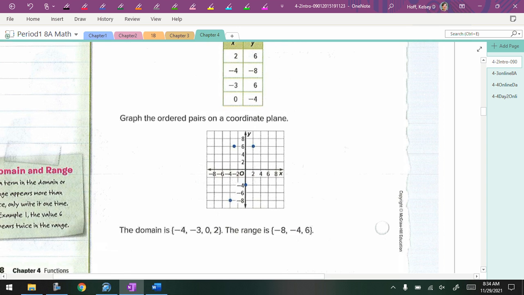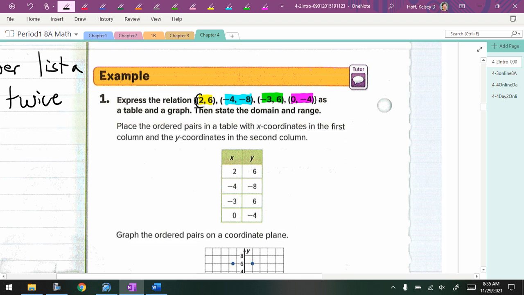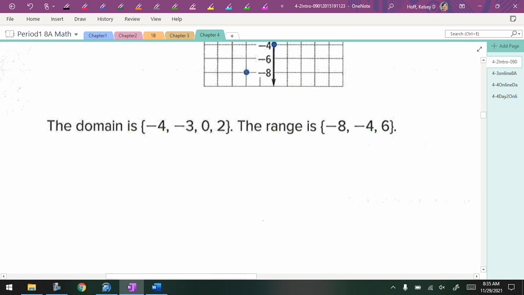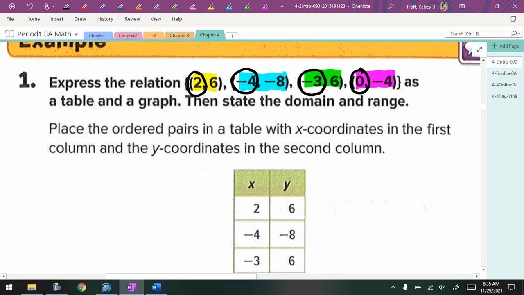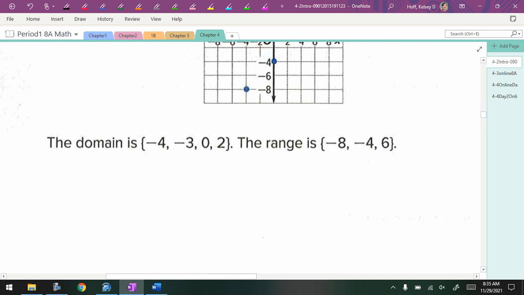What they did then is they went to these ordered pairs. The x, which is the first number in all of the ordered pairs, are your domain. So down here, they list the domain: -4, -3, 0, and 2. The range are all your second numbers in your ordered pair. They listed those as -8, -4, and 6.